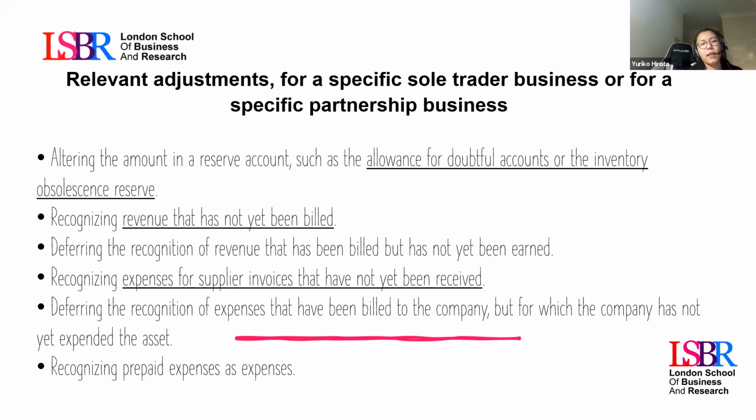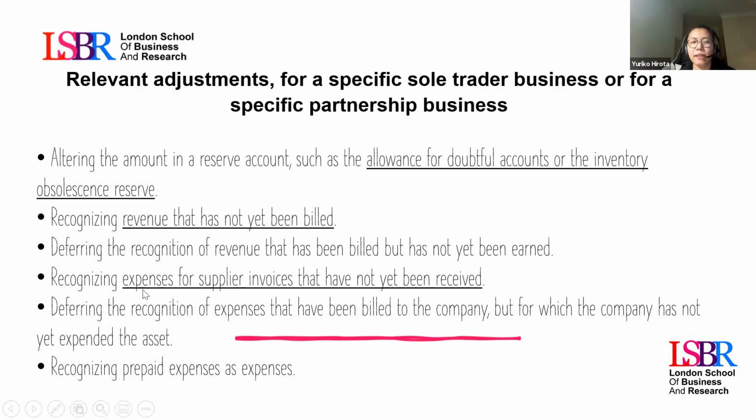Another important adjustment is deferring the recognition of the revenue that has been billed but has not yet been earned. It means thinking opposite to the previous example. In this case, we have the invoice in our hands, but we don't have the money physically. So one thing is that we have received the money but we don't have the invoice, and the other is that we have the invoice but we don't have the cash. So this is another adjustment.